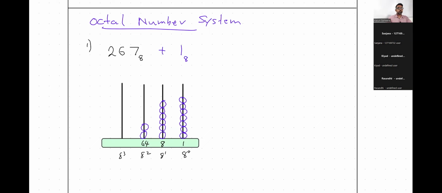We're going to add lemma. Can we keep 8 circles here? No. The 8th position is the next position. You can keep all 8 circles as one circle here because it represents 8. You have to remove these 8.